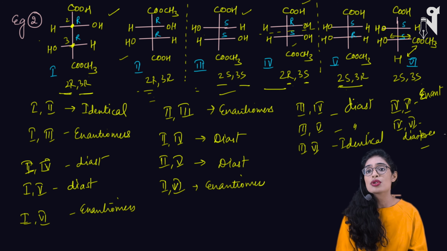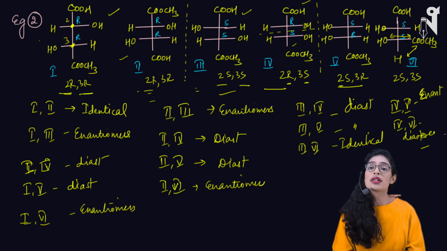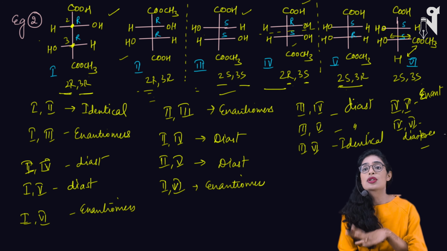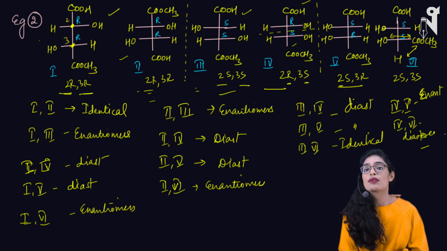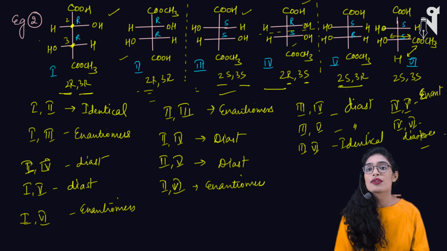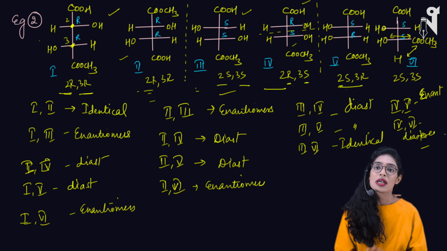In case of diastereomers, you just have to check that the configuration differs randomly. Whether one is optically active and another is optically inactive, or both are optically inactive, or both are optically active, it won't matter at all. If the compounds are not mirror images of each other and non-superimposable, then these will be diastereomers. This is about enantiomers and diastereomers.